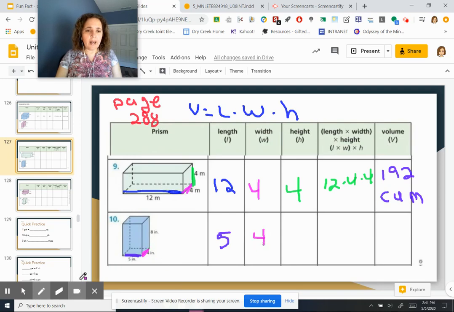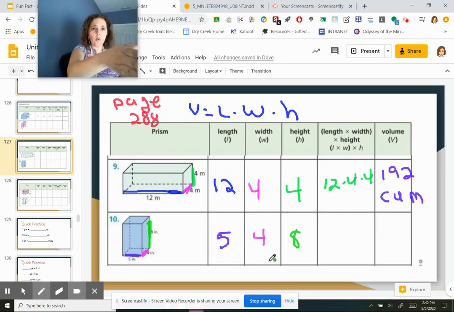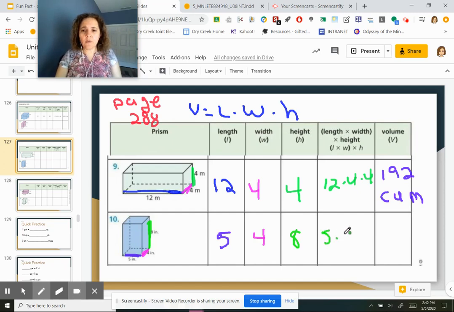And then my height, I'm going to do my green that I used before. So here's my height, and my height is 8. Okay, so volume equals length times width times height. So this formula is going to be 5 times 4 times 8.